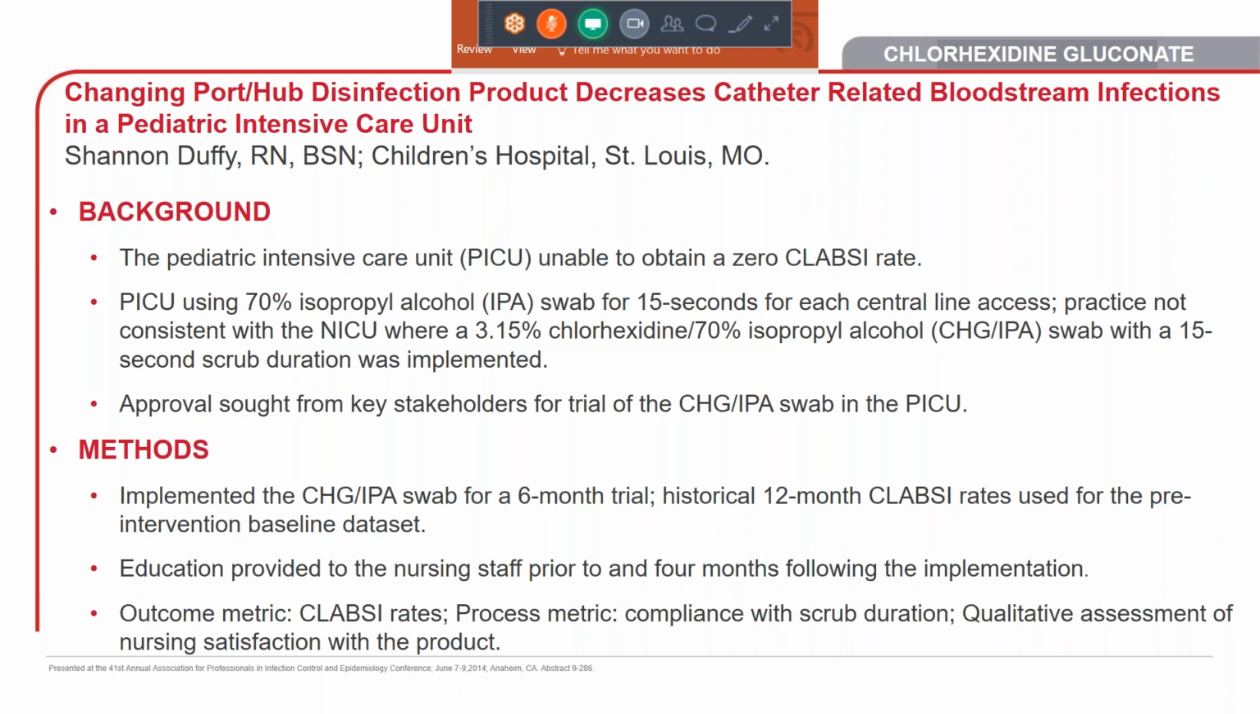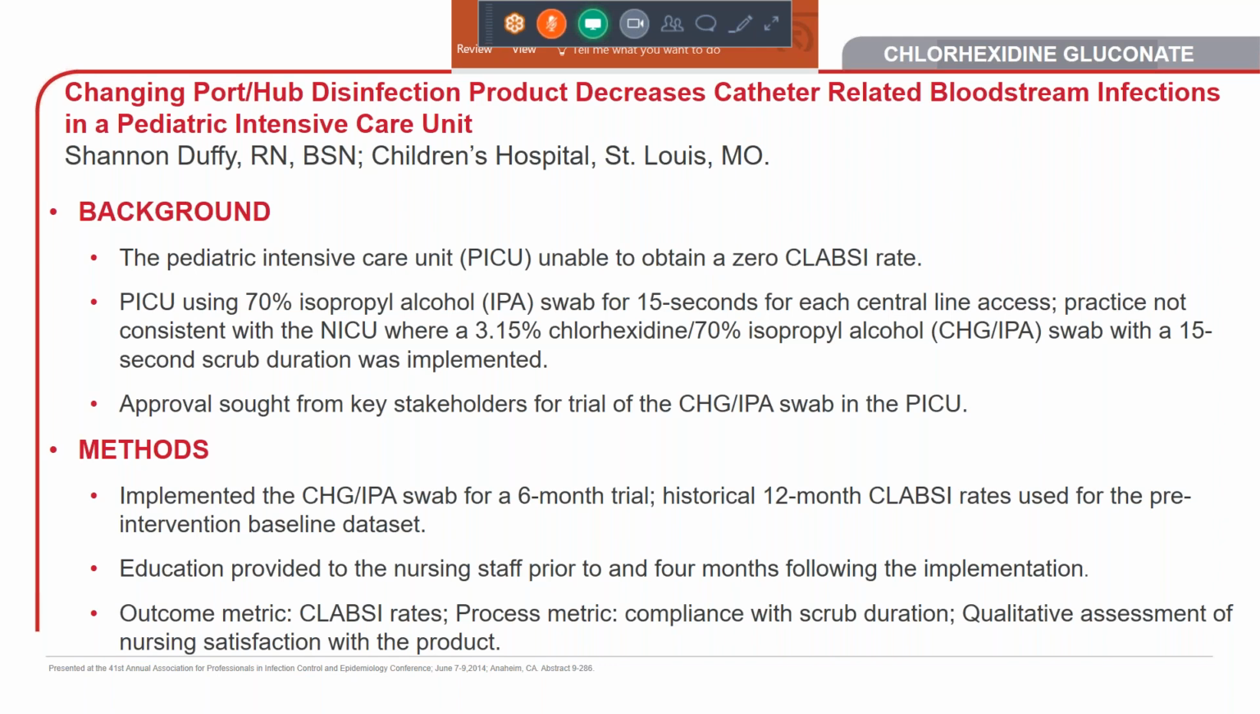However, they were seeing that the NICU in the Children's Hospital had transitioned from a 70% isopropyl alcohol swab for 15 seconds to a chlorhexidine 3.15%, 70% isopropyl alcohol swab for the same 15-second duration, and were having very good results. So they sought approval from the key stakeholders in order to trial the chlorhexidine alcohol swab in the PICU.